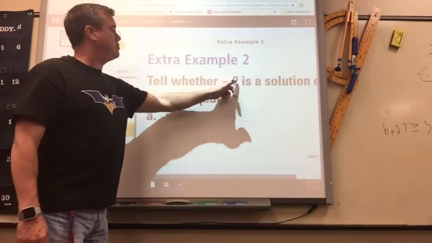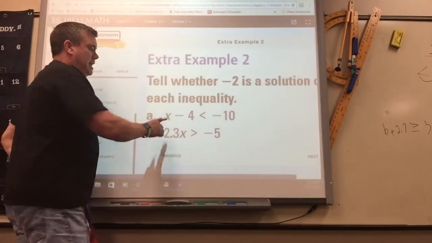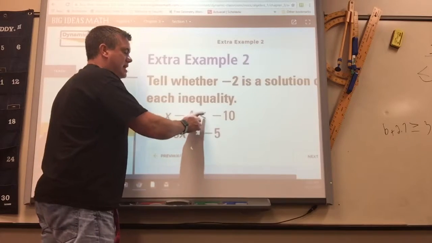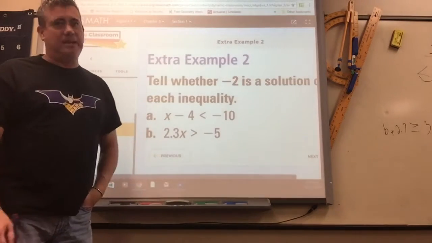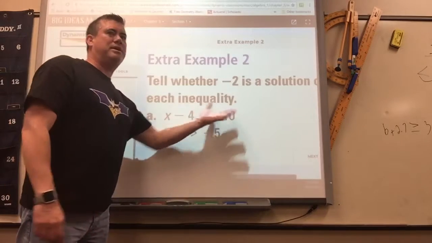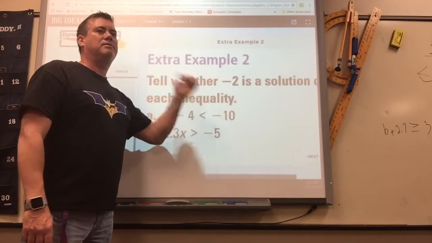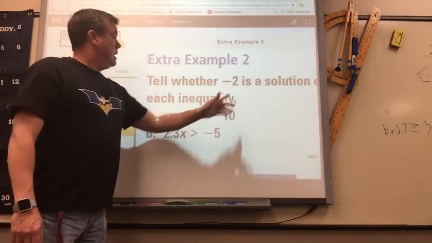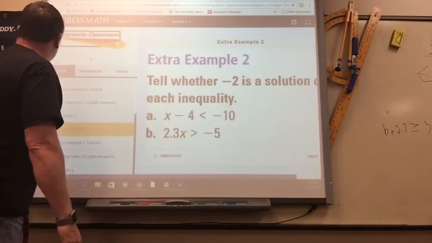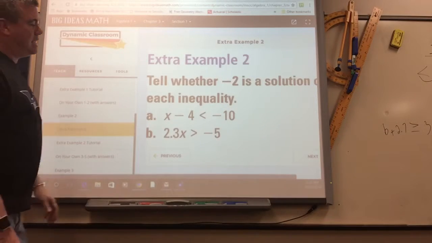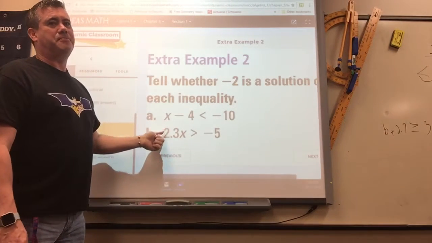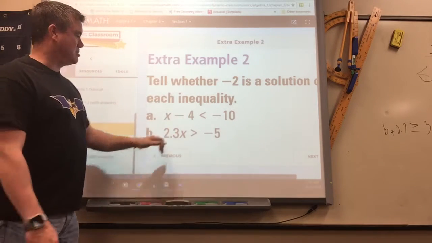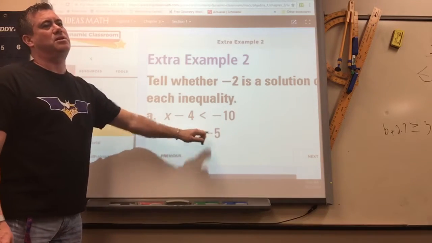So, if negative 2 is a solution of this, negative 2 take away 4 is negative 6. Is negative 6 less than negative 10? No, it's not. Remember, when you're comparing negatives, the bigger negative is further to the left, so that's actually less than. Negative 2 times 2.3 is negative 4.6. Is that greater than negative 5? Yes, it's greater than negative 5, because the greater one is actually smaller when they're negatives.